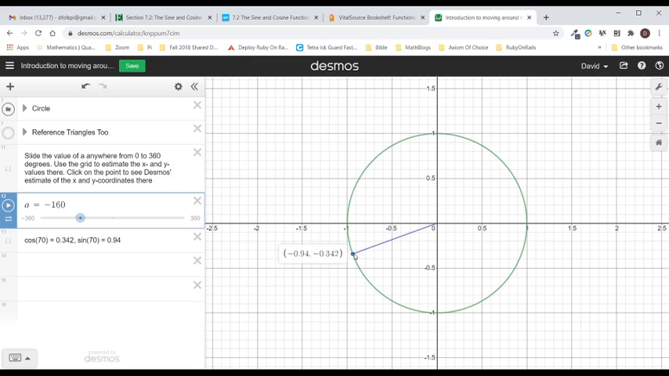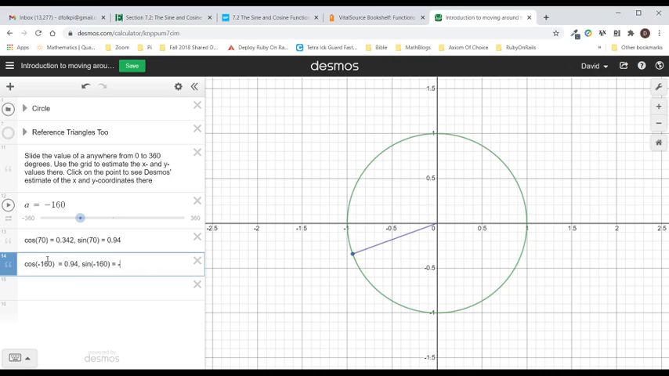I'm stuck with it. So what do I want to be able to say? I want to say the x coordinate is negative 0.94. So I'm going to add a note so I can do this. I'm going to say the cosine of negative 160 was negative 0.94, and the y coordinate at that same point was equal to negative 0.342.